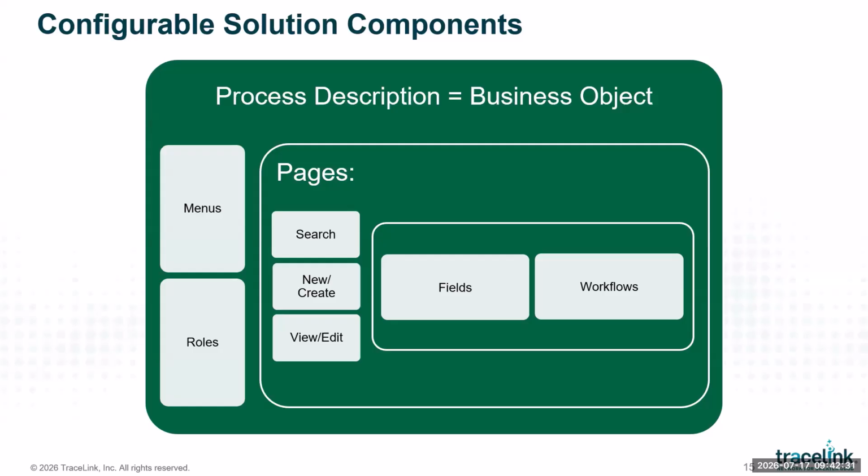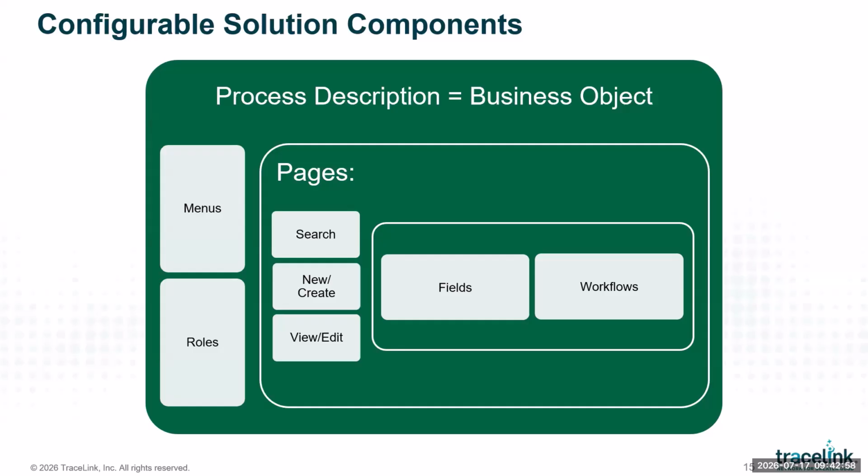Next, we define roles. Roles control who can create, view, edit, approve, or manage records. Clear role configuration strengthens governance, protects data integrity, and ensures accountability across internal teams and external partners. Within the business object, we configure pages that support user interaction. These typically include search, new, and view or edit pages.